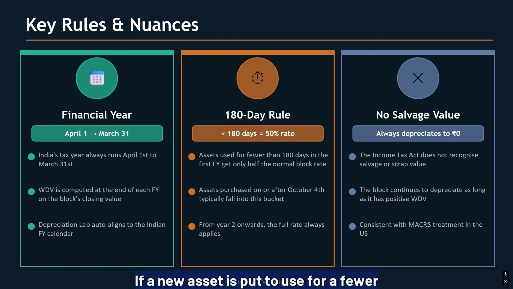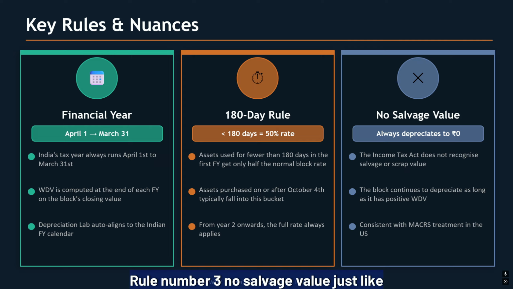If a new asset is put to use for fewer than 180 days during the financial year in which it is first acquired, you are only entitled to claim 50% of the normal depreciation rate for that year. From year 2 onwards, the asset is in the block and gets the full rate. No more half rate adjustment. It is only ever the first year that is affected.